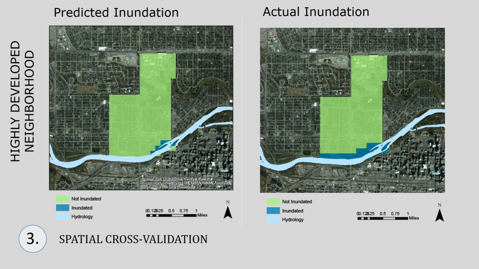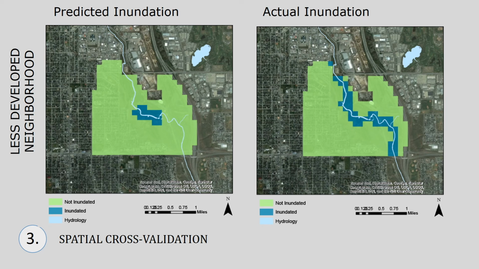Our model predicted inundation, shown in blue, for the highly developed downtown neighborhood. This compares well to the actual inundation on the right, but suggests that our model may be overfit for this neighborhood. For the less developed neighborhood with more open space, our model does not predict inundation as well, suggesting that it may be underfit for areas with less development. This is likely due to the number of development-related variables used in the model.